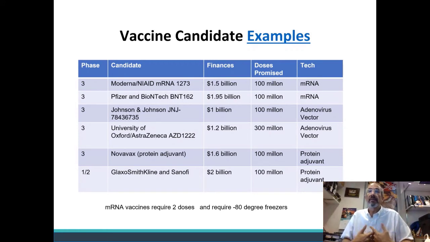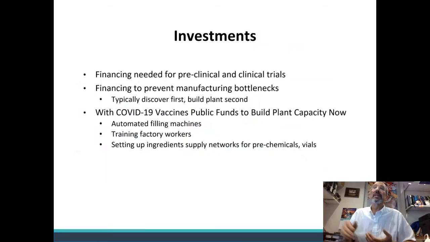But as a taxpayer, the taxpayer says, it's worth the gamble. I want that production capacity being built. I don't have a year to wait for you to build the factory to produce the vaccine products. So these investments are for preclinical as well as clinical trials, and the financing is going directly into preventing manufacturing bottlenecks. Typically, a pharmaceutical company is going to discover the product first, gradually launch into the market, gradually watch demand build up, and then build more and more plants and capacity.